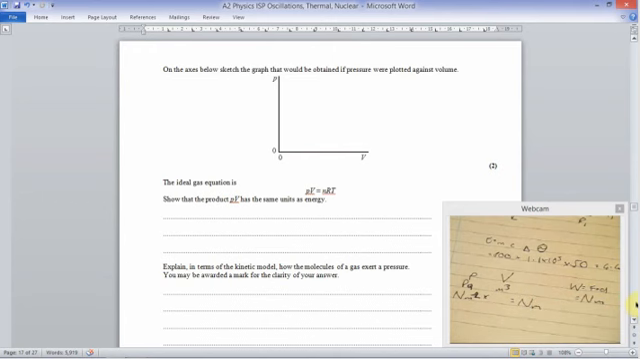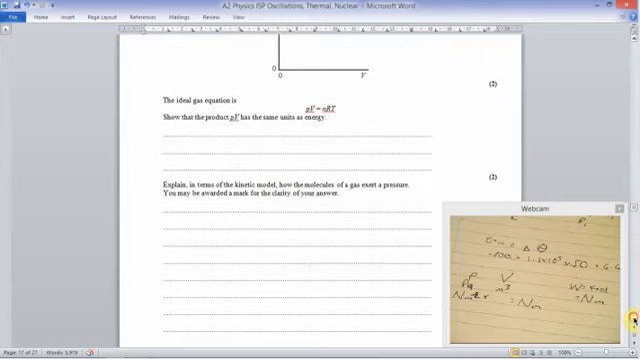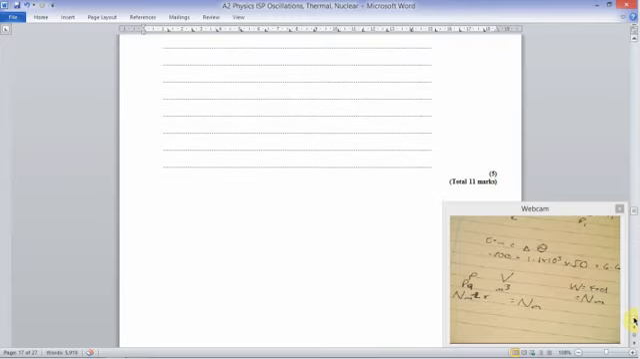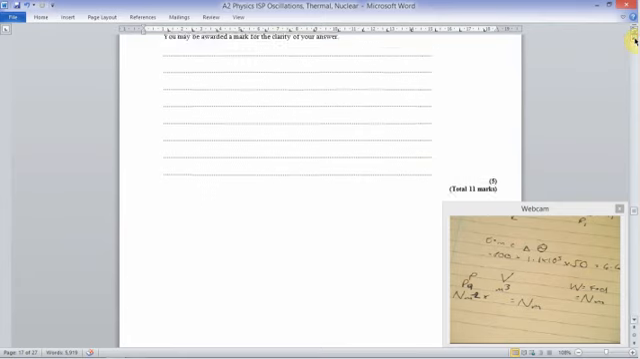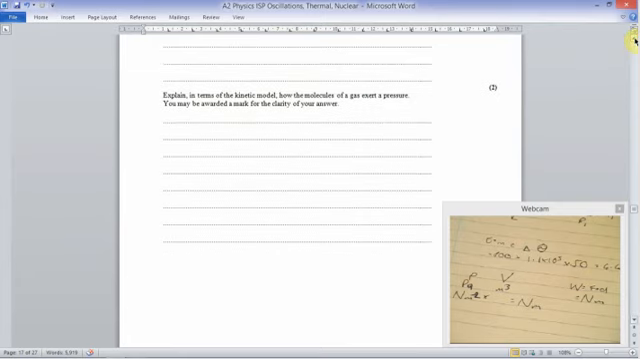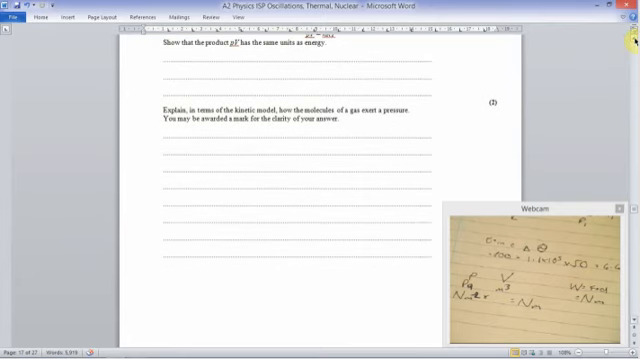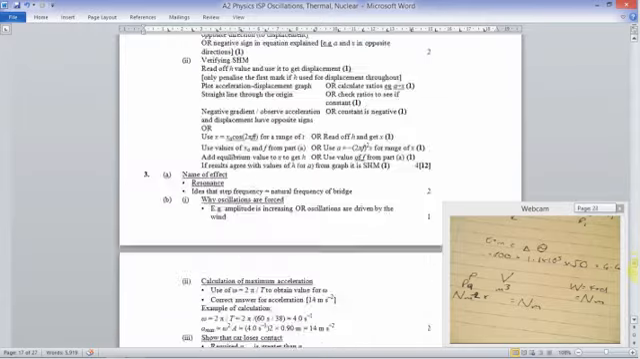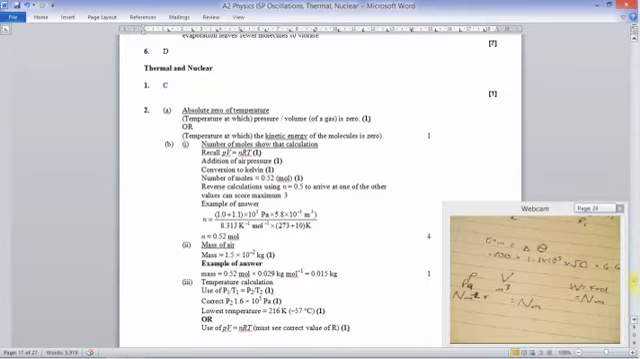Explain in terms of the kinetic model how molecules of a gas exert pressure. You may be awarded a mark for clarity of your answer. So it's a 5-mark question. Okay, it's a tricky question to get all 5 marks on. And there's generally 4 points for this. So the 5th mark is about the quality of your actual answer. So I'll show you the mark scheme for this because it shows it very clearly the sort of things that they're actually after.